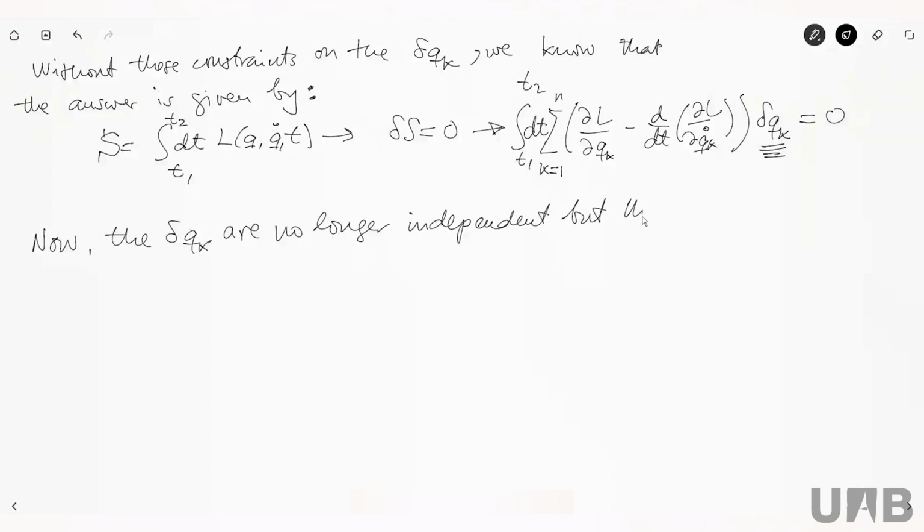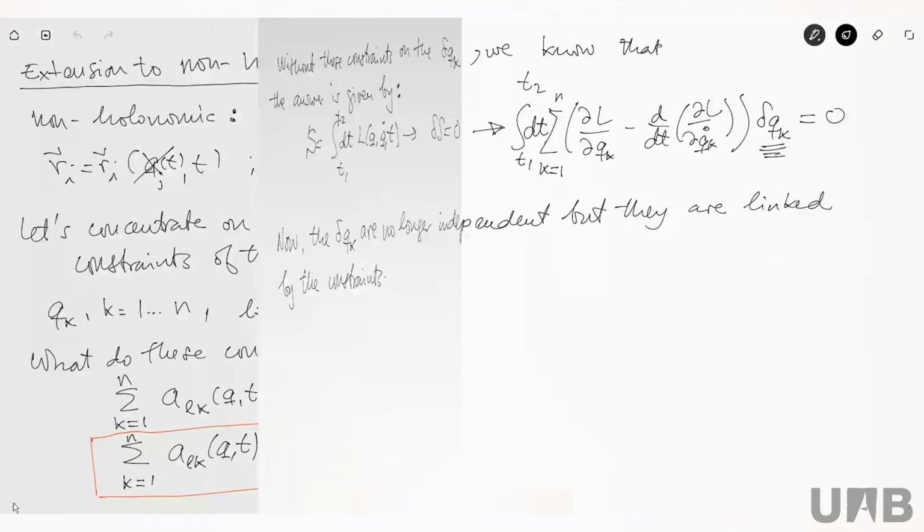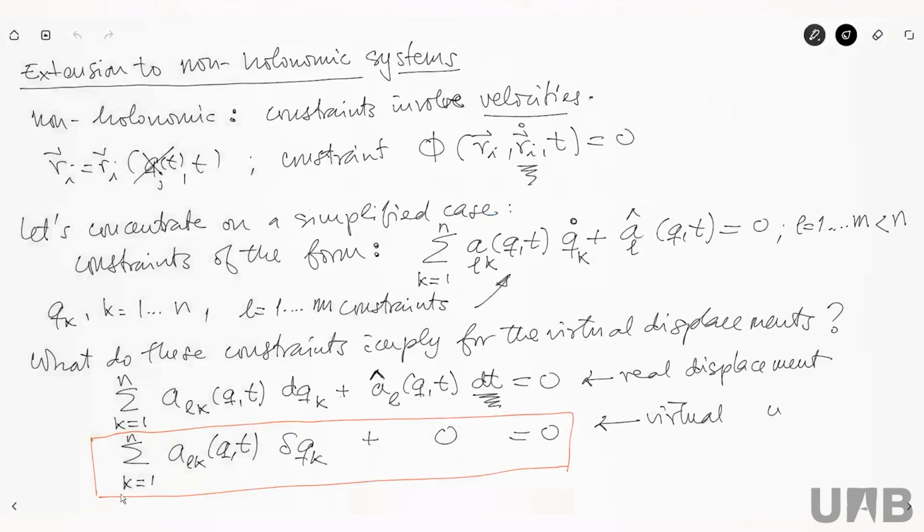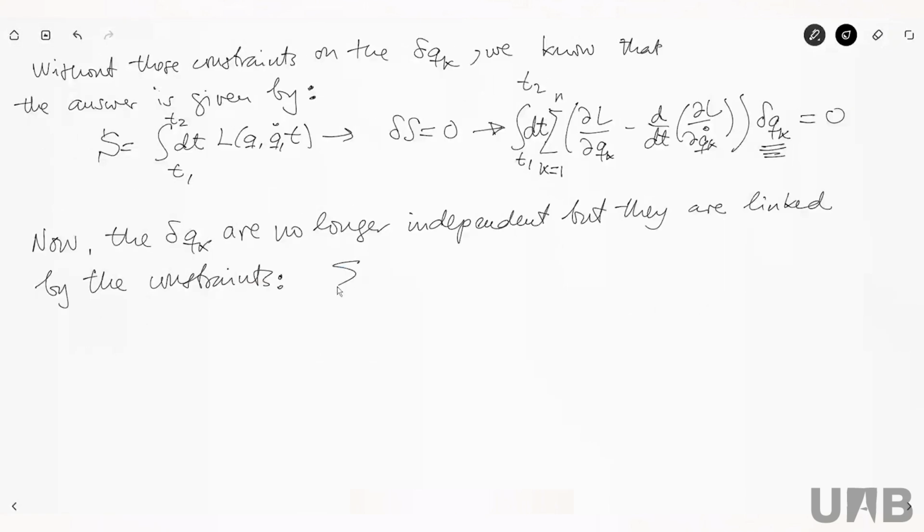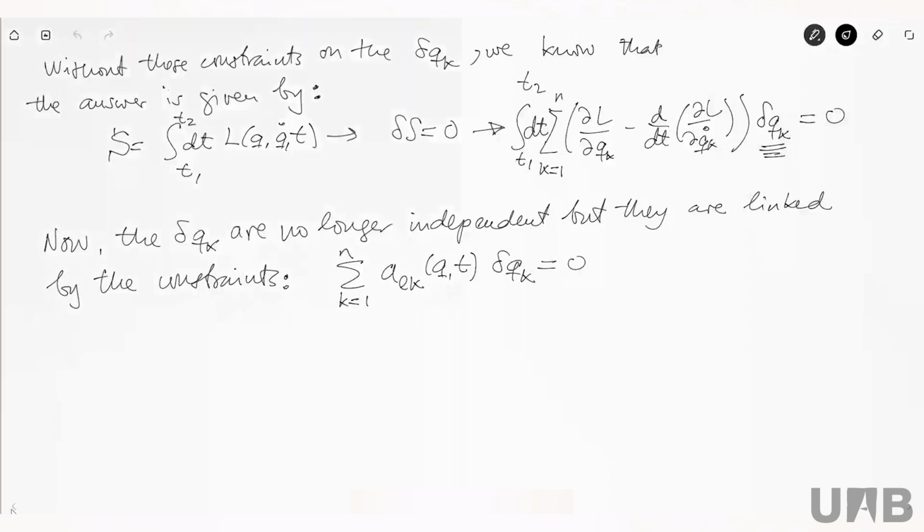But they are linked, connected by the constraints. Which constraints? Well, the ones that we had before. This equation right here, which I'm going to write down again. So by the constraints, sum from k equals 1 up to n, a_lk(q,t) delta q_k equals 0. So those are the constraints, right? Look at this, exactly this.